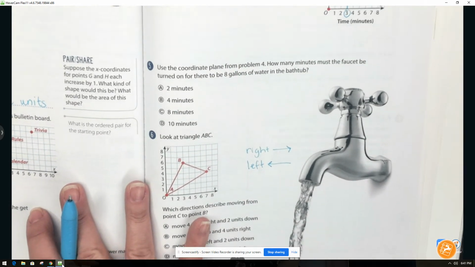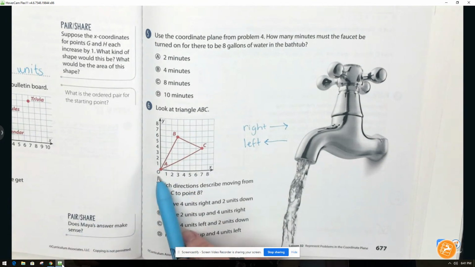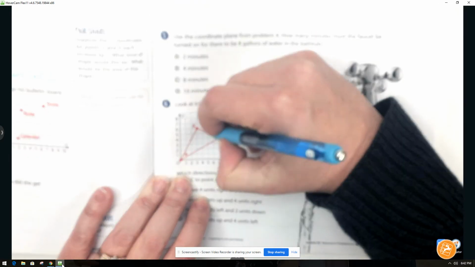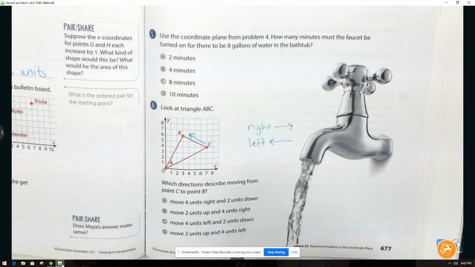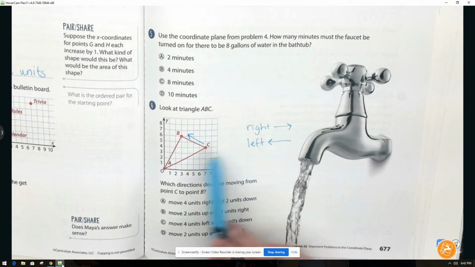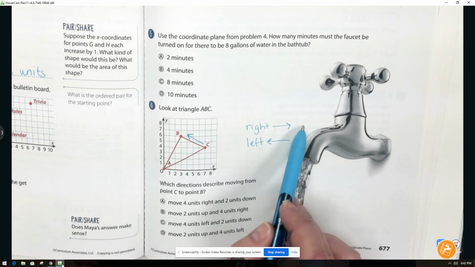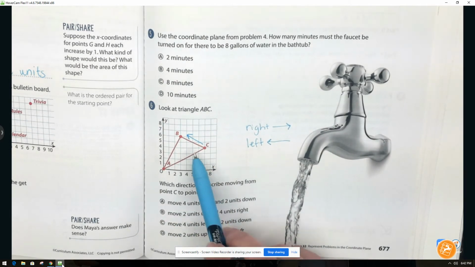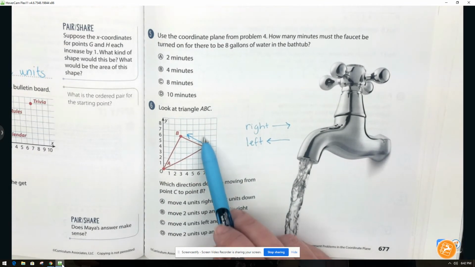Number 6, if you're looking at the triangle ABC, which directions describe moving from point C to point B? So we want to know if you're going from point C to point B, what do you need to do? Keeping in mind that left is going that direction and right is going that direction. So look at each of these directions and decide how you get from point C over to point B.